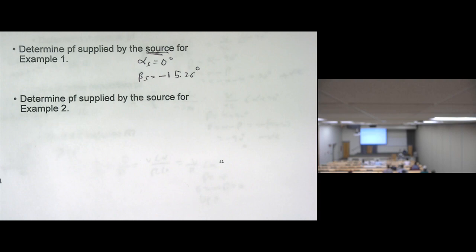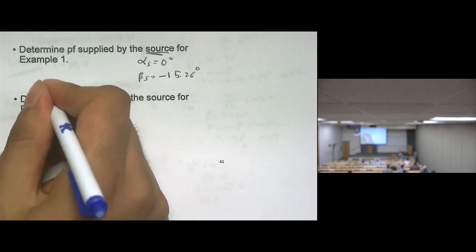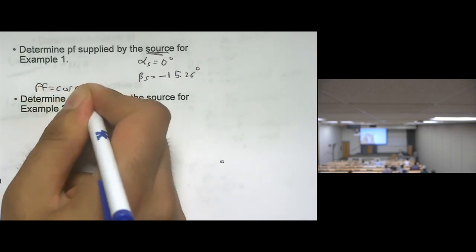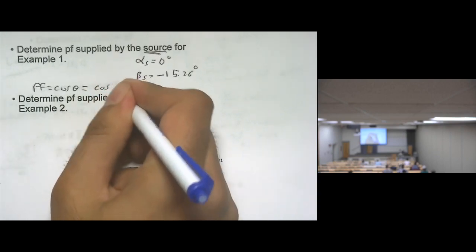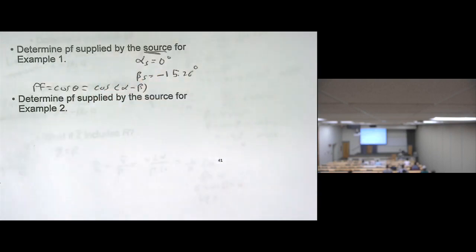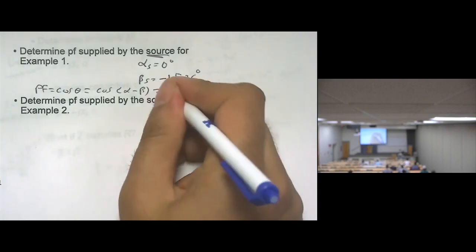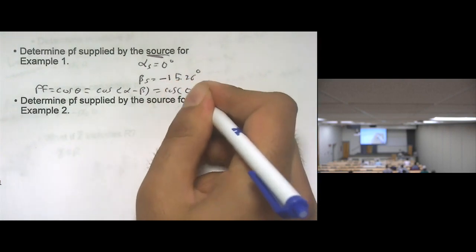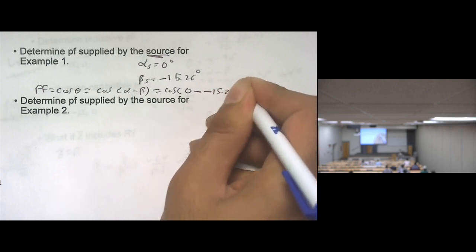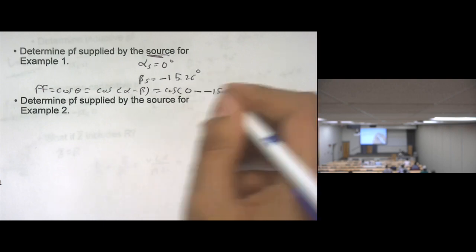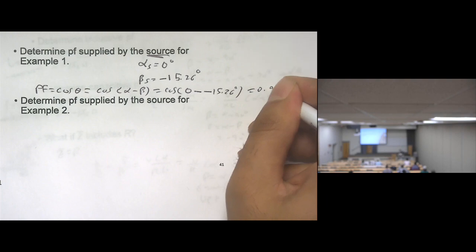How can I find the power factor of the source? What's the power factor formula? Cosine theta, right? What's theta? Alpha minus beta, cosine of alpha minus beta. So it will be cosine of alpha, which is 0, minus beta, which is negative 15.26 degrees. So the answer will be 0.965.